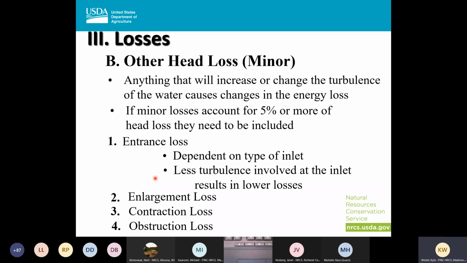Another type is obstruction loss. Technically this could be if you had a rock in your pipe, but from the design point, we're talking about something like a valve. There's going to be some sort of losses with your valve, even if it's open.